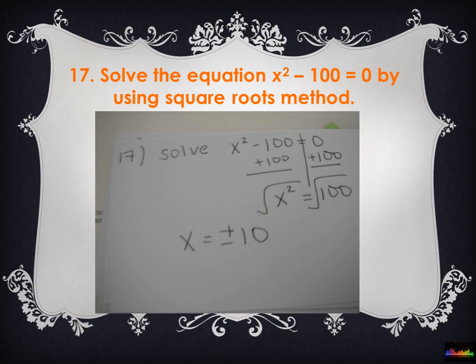This question wants us to solve the quadratic equation using the square root method. We have x squared minus 100 equals 0. So in order to do the square root method, you are going to add 100 to both sides. You get x squared equals 100, and then to get x by itself, you will take the square root of both sides. The square root of 100 is positive and negative 10.